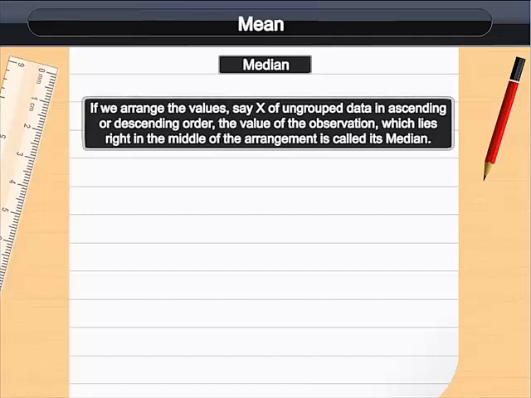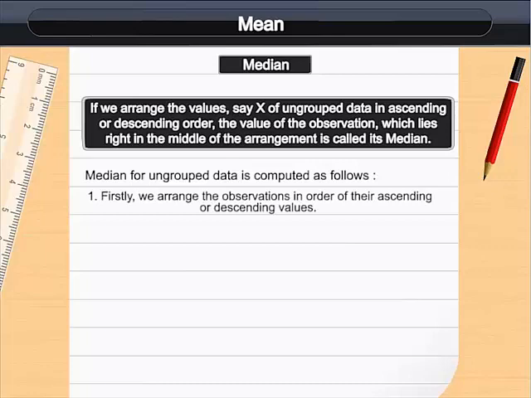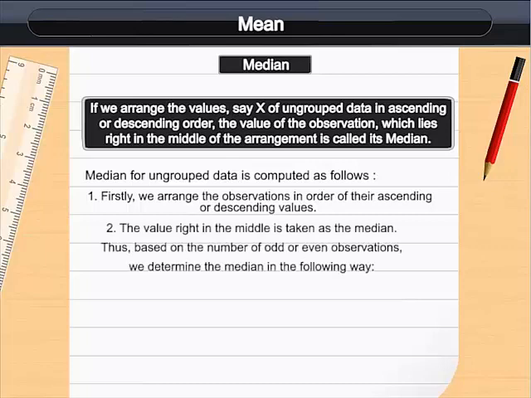Median. If we arrange the values, say x, of ungrouped data in ascending or descending order, the value of the observation which lies right in the middle of the arrangement is called its median. Median for ungrouped data is computed as follows. Firstly, we arrange the observations in order of their ascending or descending values. The value right in the middle is taken as the median.